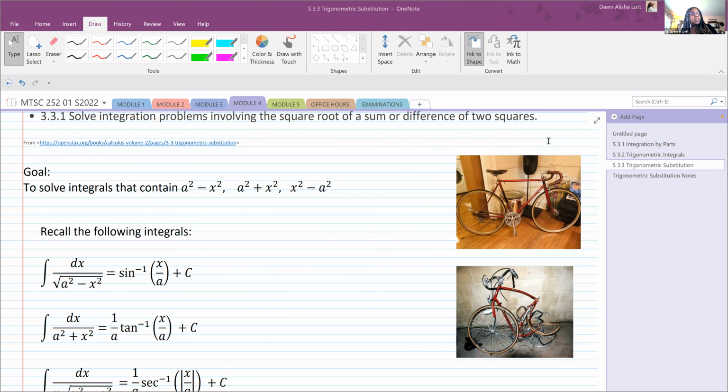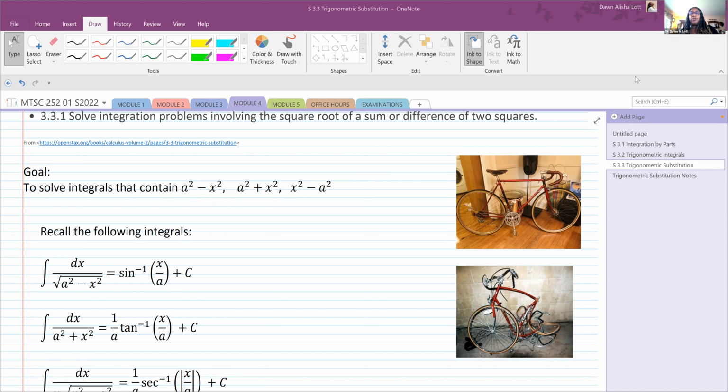Okay, so in this section, we are going to solve integration problems that involve the difference or sum of squares. Our goal is to solve integrals that contain a squared minus x squared, a squared plus x squared, or x squared minus a squared. We're going to see these things inside of an integral, and they are going to trigger a memory response of exactly how to solve these problems.